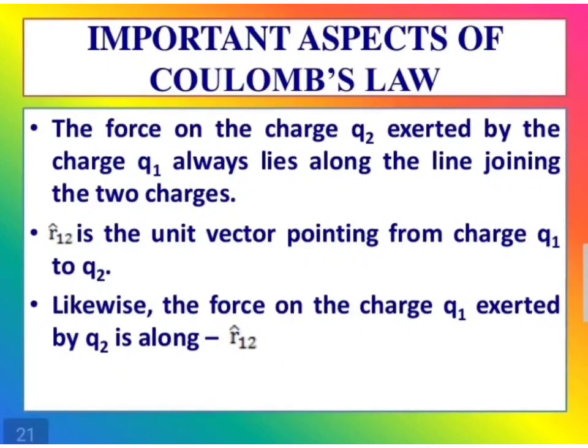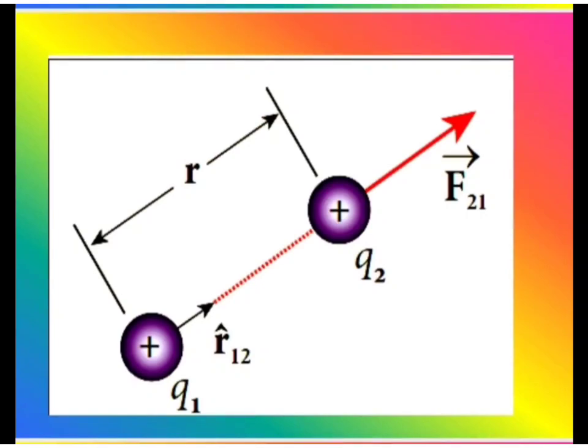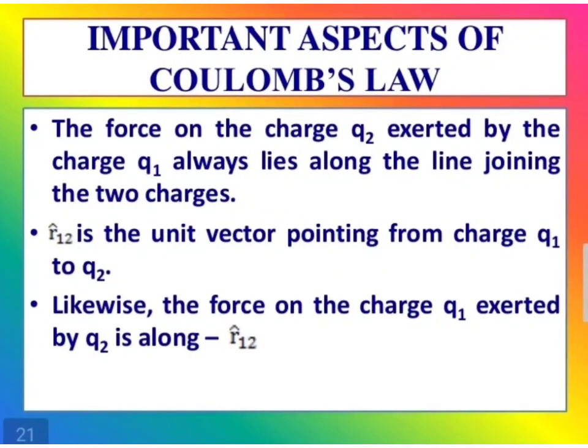Important aspects of Coulomb's law. The force on charge Q2 exerted by charge Q1 always lies along the line joining the two charges. See the diagram clearly. Here r cap 12 is the unit vector pointing from charge Q1 to Q2. Likewise, the force on charge Q1 exerted by Q2 is along minus of the r12 vector.